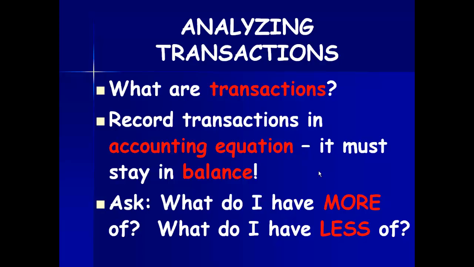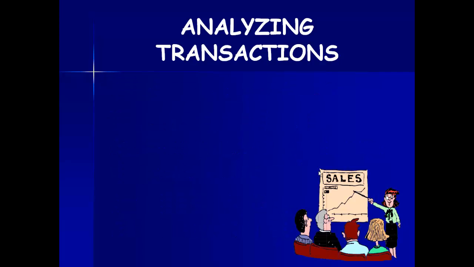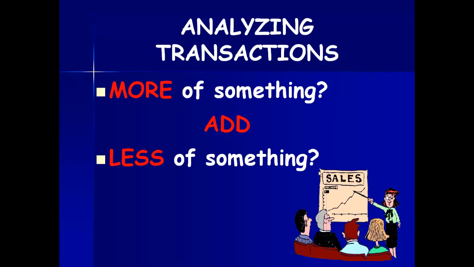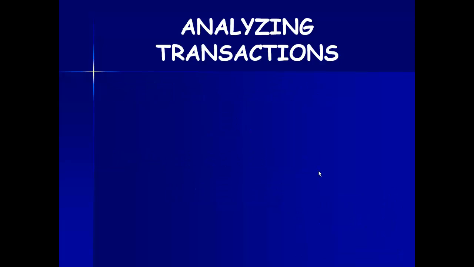That question is, what do I have more of, or what do I have less of? Our biggest concern right now. If I have more of something, we have a form we're going to fill in. It's got columns on it. If we have more of something, we're going to add. If we have less of something, that means that we need to subtract. So more of something we're going to add, less of something we're going to subtract.